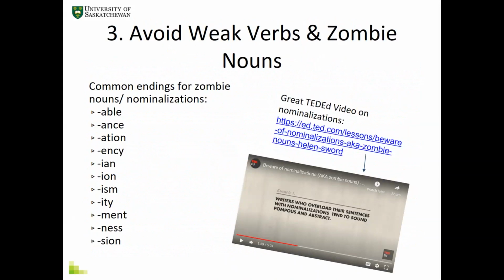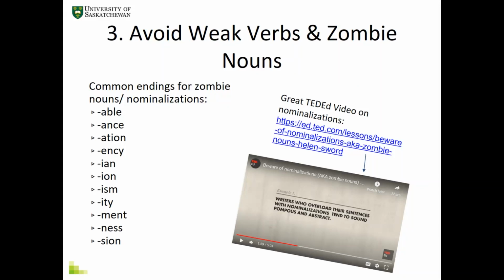Helen Sword has a great book called The Writer's Diet. It's, strangely enough, it is, here it is, a skinny little book, The Writer's Diet, and it's $20 for such a tiny little book, but the library has copies of that, and so does the Writing Centre. So she's got great writing tips. One of her topics is the zombie noun phenomenon, and there's a great animated video from TED that explains this better than I would, I think.